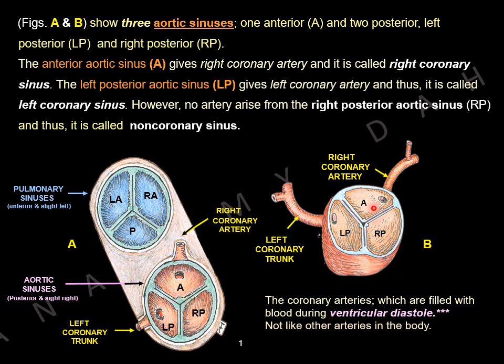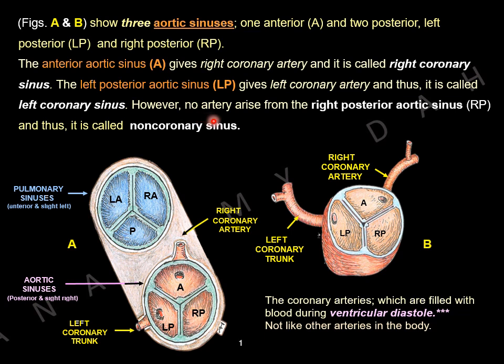This is anterior aortic sinus. This is right posterior aortic sinus. This is left posterior aortic sinus. This is right coronary artery. This is left coronary artery. Right coronary artery arises from anterior aortic sinus. Thus, anterior aortic sinus is also known as right coronary sinus. Left coronary artery arises from left posterior aortic sinus. Because of that, left posterior aortic sinus is also known as left coronary sinus.